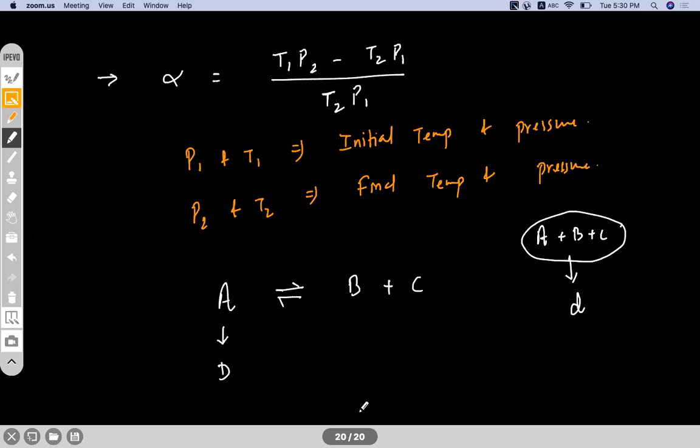Data will be given. If vapor density is not given, you cannot find out vapor density on your own. So it will be given in the question. Once the vapor density is given, you can use this formula in order to find out alpha, the degree of dissociation. Correct? No doubt.